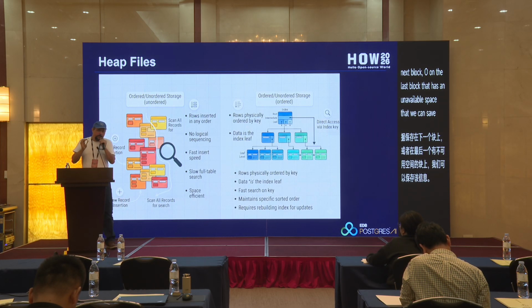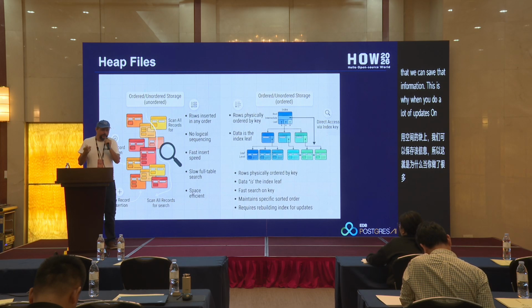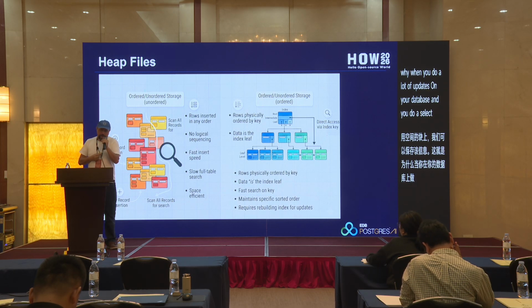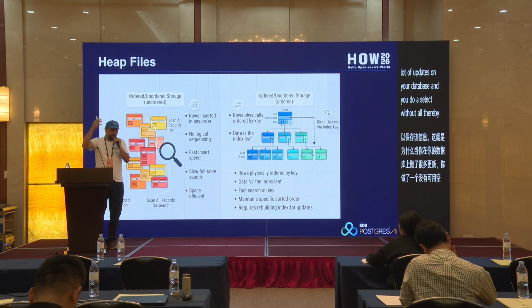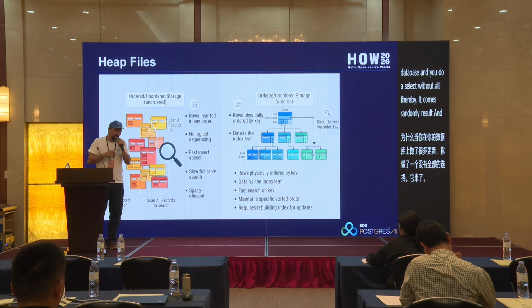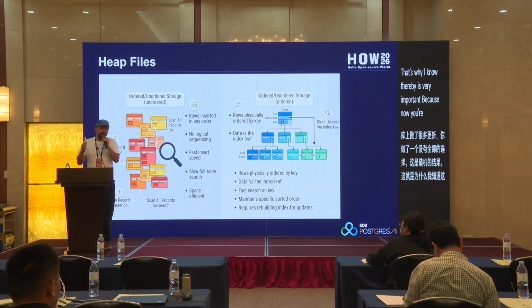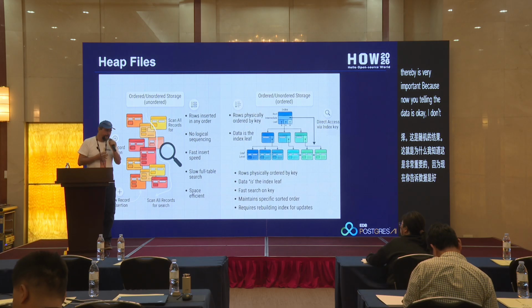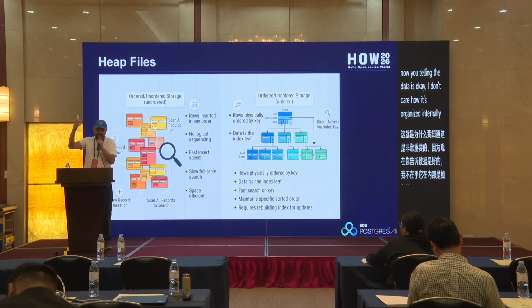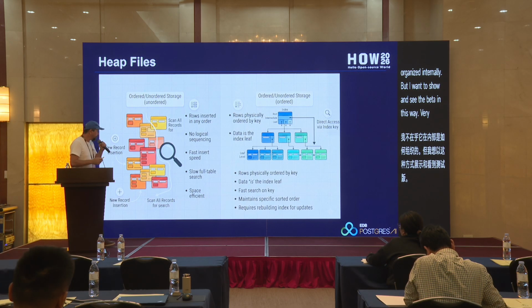This is why, when you do a lot of updates on your database and you do a select without an order by, the results come back randomly. And that's why an order by is very important, because now you're telling the database, okay, I don't care how it's organized internally, but I want to see the data in this very specific order, right?